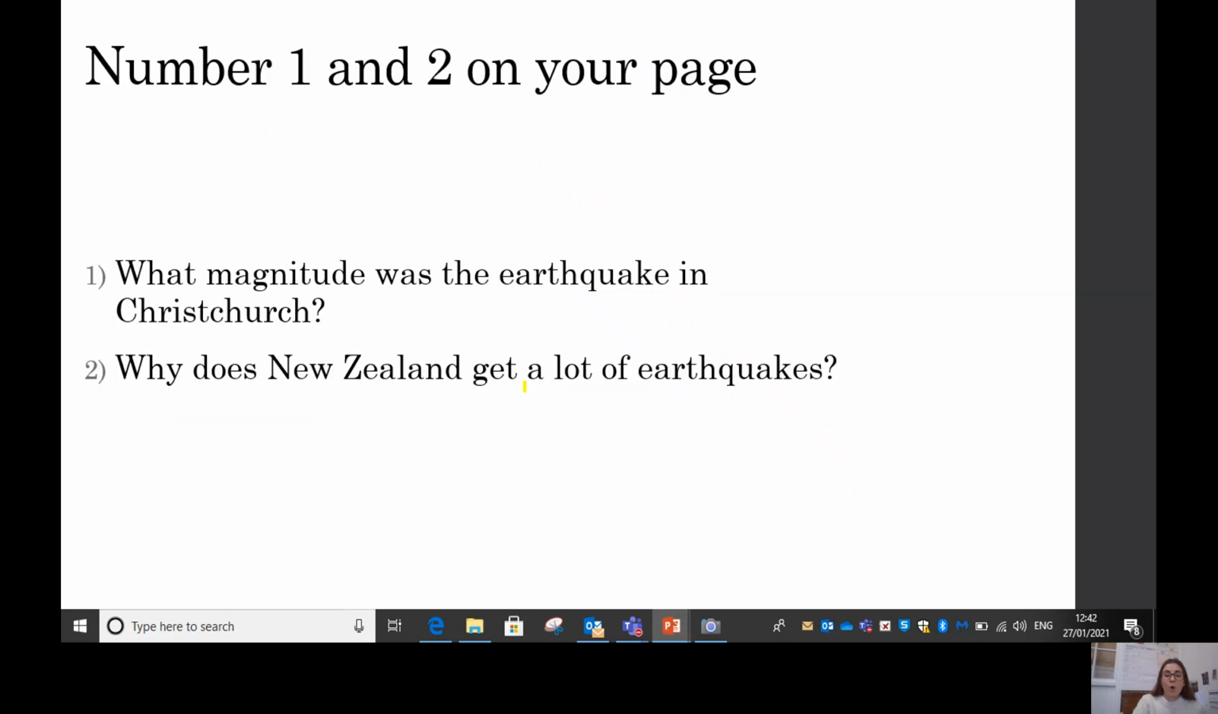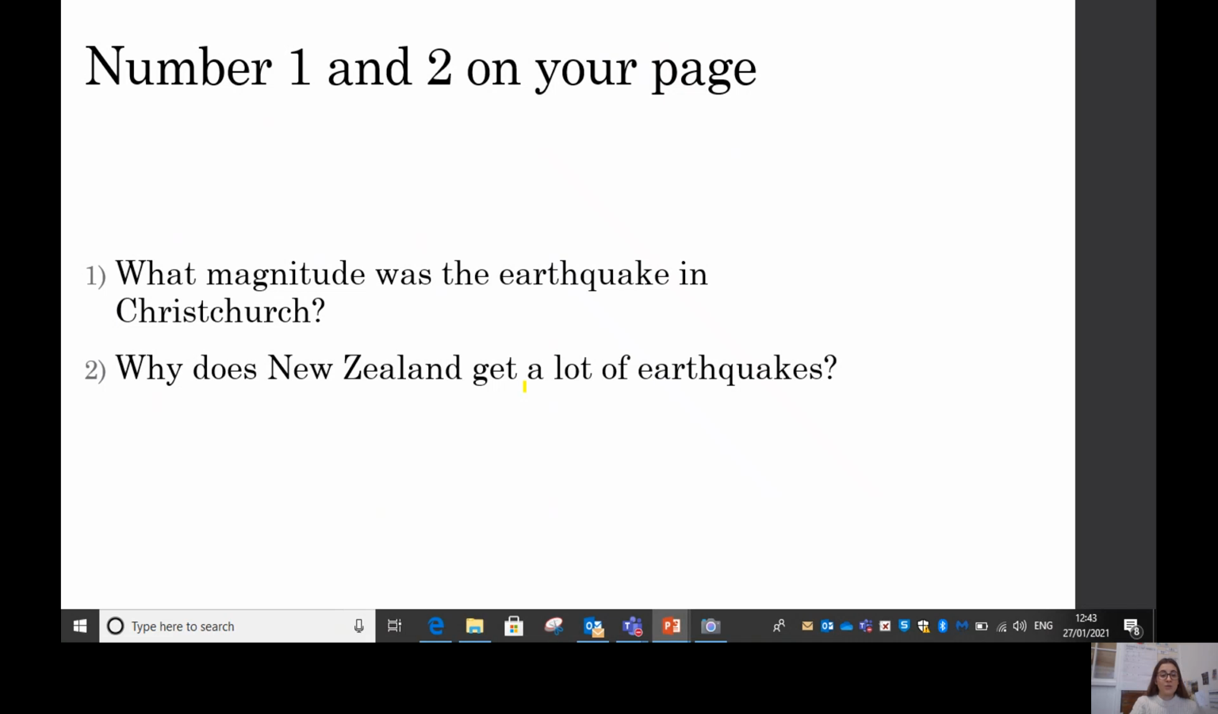Now, I would like you to number 1 and 2 on your page. We are just going to do a quick knowledge recap. So my first question for you is, what magnitude was the earthquake in Christchurch? And question 2 is, why does New Zealand get a lot of earthquakes? Pause me now and answer these 2 questions.